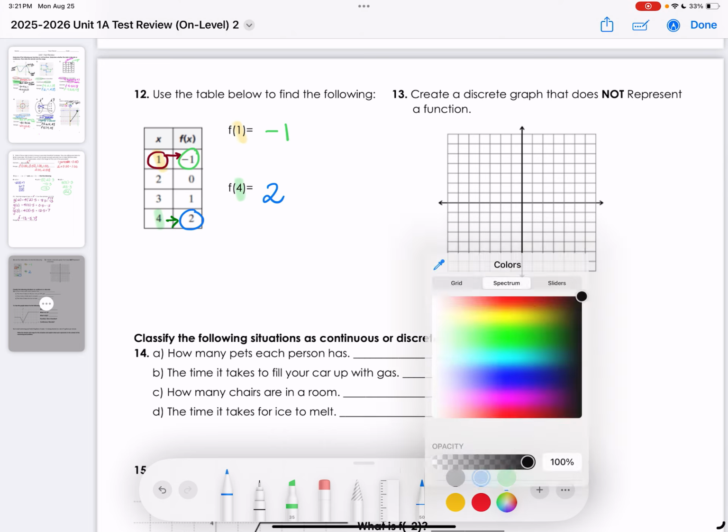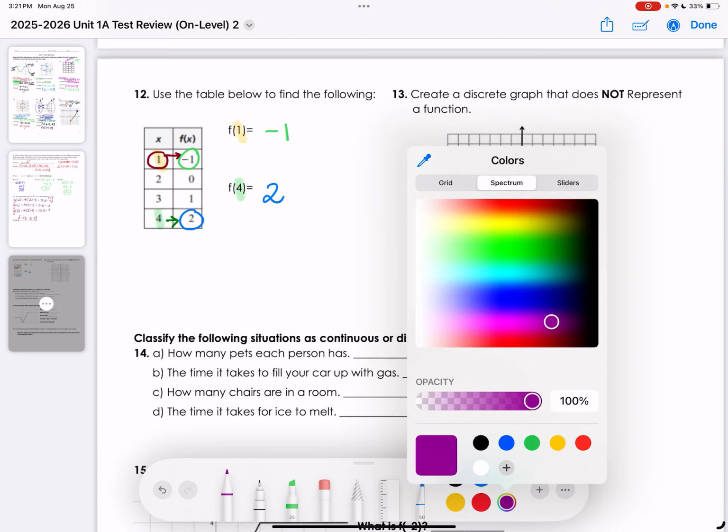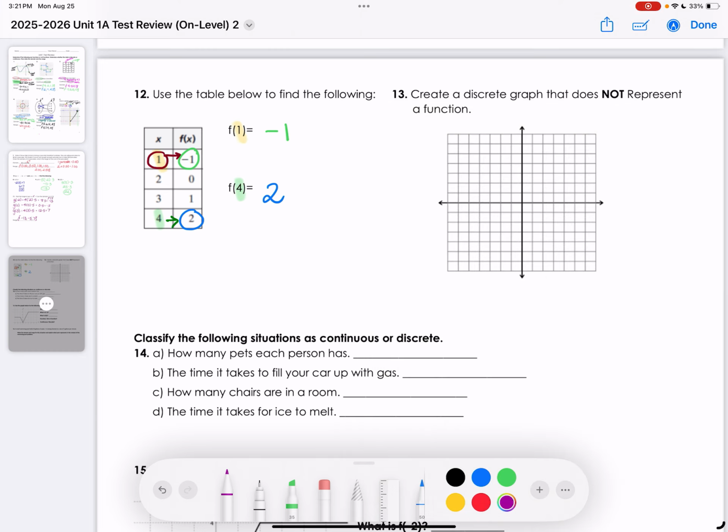Okay, so if we take a look at the next one, it says create a discrete graph that does not represent a function. So discrete means dots. It could be anywhere. You just need 2 dots that would fail the vertical line test. And then just whatever other random dots. As long as you have 2 dots that fall along the same x value, just like they do right here, it would fail the vertical line test.